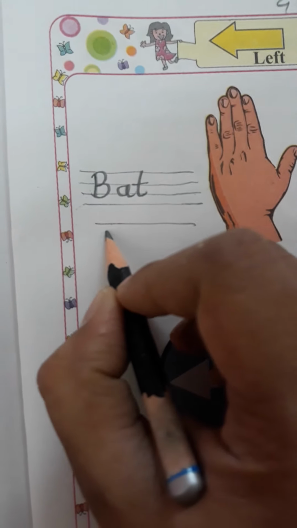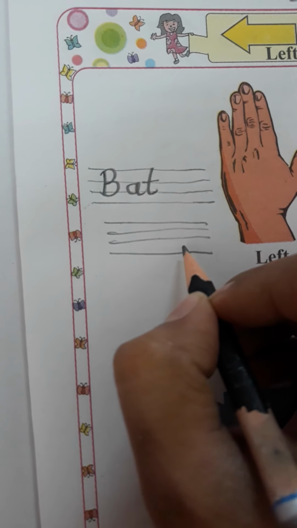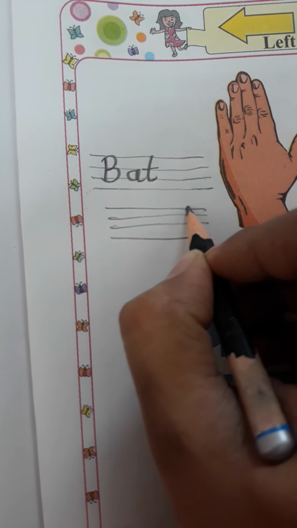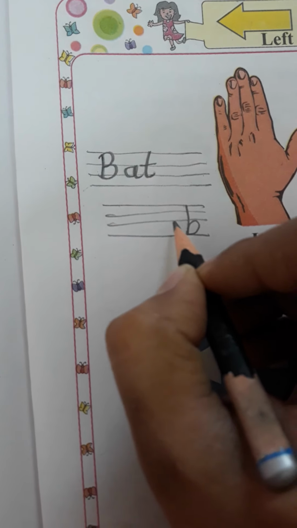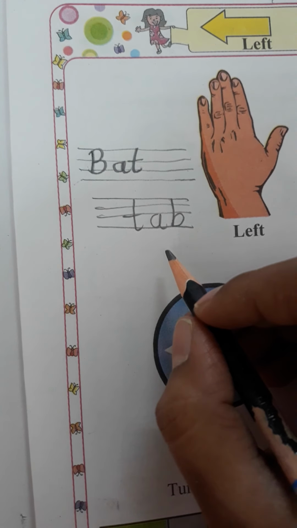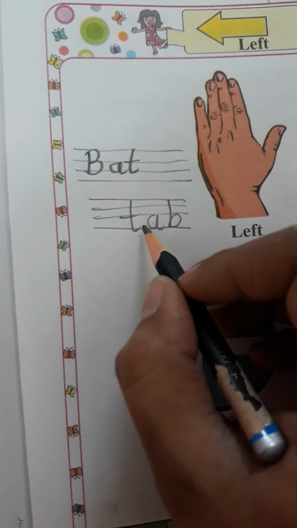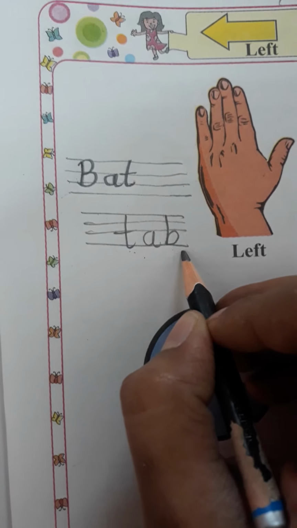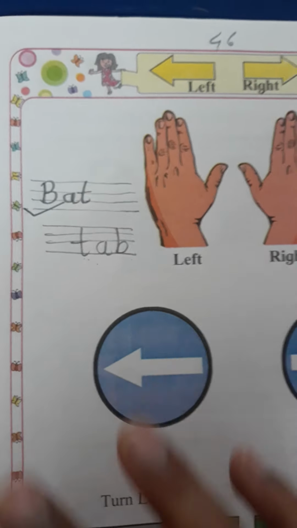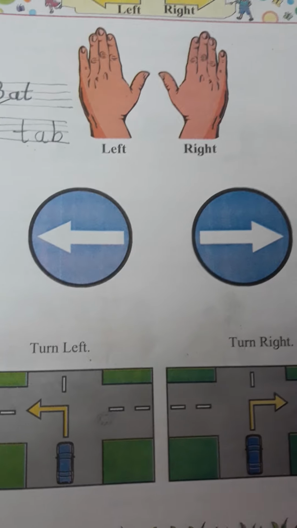Look, you never start from this side. Look, like this. We never start from this side. We always start from left side. So this is correct. Left to right. Understood? Left and right. Look, this arrow shows left side, this arrow shows right side.